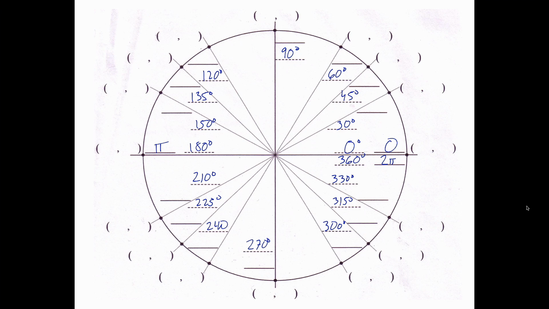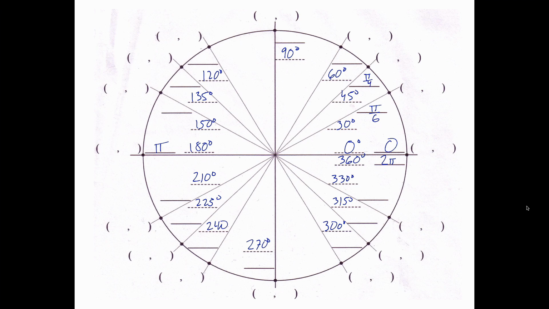So, for example, 30 degrees. 30 degrees is 1/6 of 180 degrees. So it's going to be 1/6 of pi. So we're going to say it's pi over 6. 45 degrees. Now, this is one you might not know off the top of your head. 45 degrees is 1/4 of 180 degrees. So we're going to say it's pi over 4.